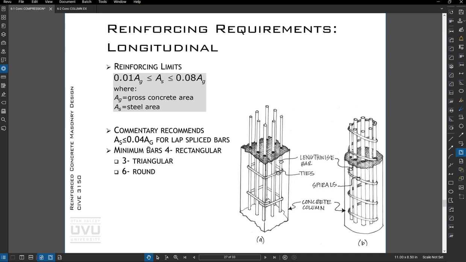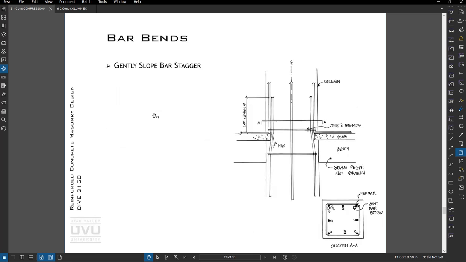Generally, we want to be between 1% and 4% reinforcing to the area of the concrete. That tends to be pretty economical. Little bend detail: if you're going to bend the bars, have a 1 in 6 slope.